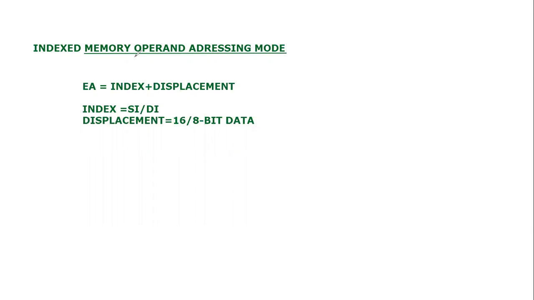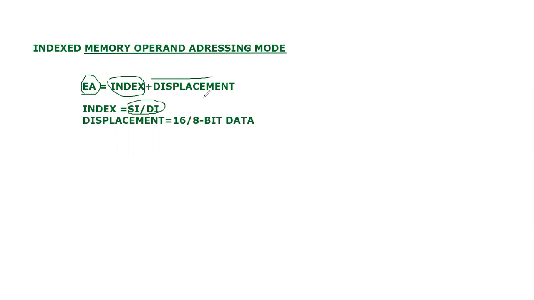We know that in memory operand addressing mode, the effective address is very important. Effective address will refer to your memory operand. In indexed memory operand addressing, the calculation of effective address is index plus displacement. Index will be the value of either the source index register or the destination index register. And the displacement value will be either a 16-bit number or an 8-bit number given in the instruction.